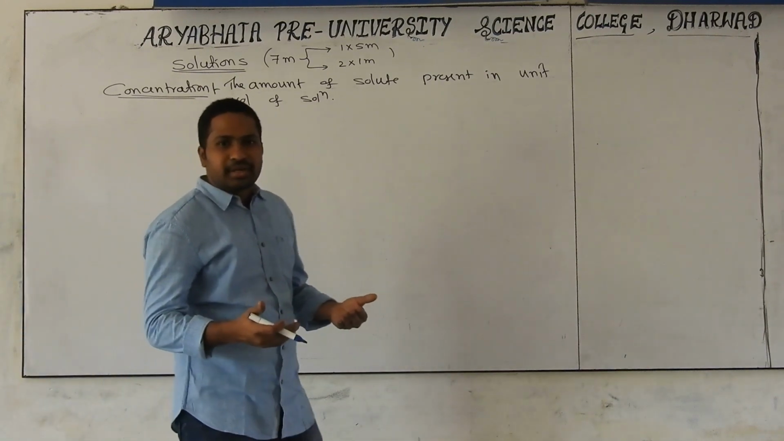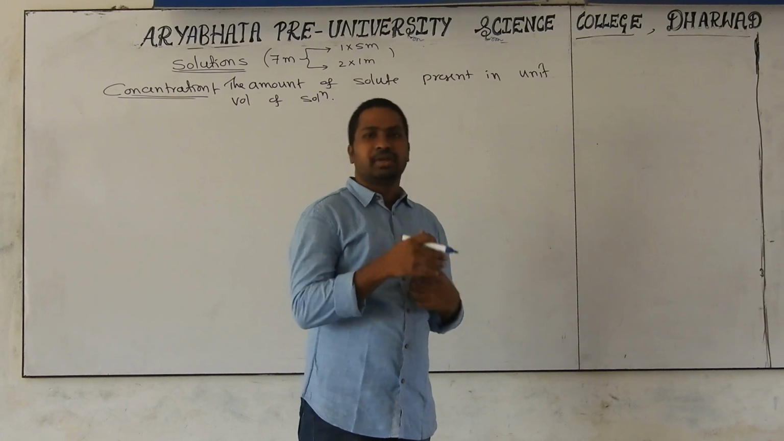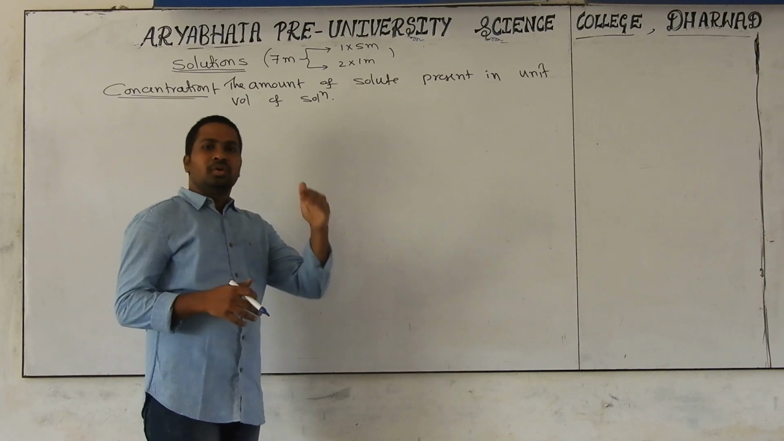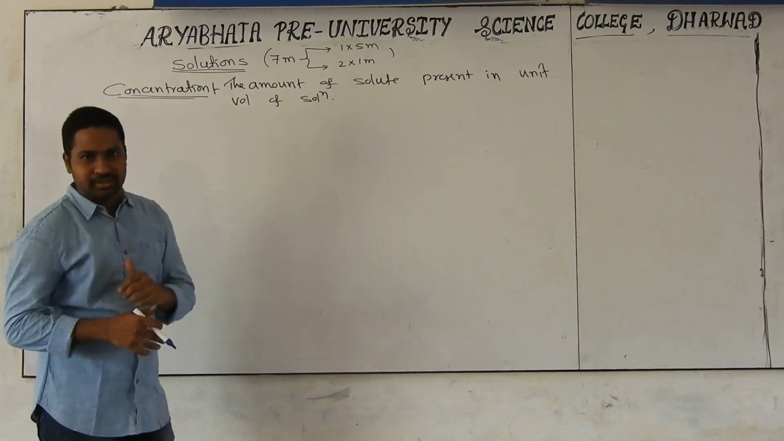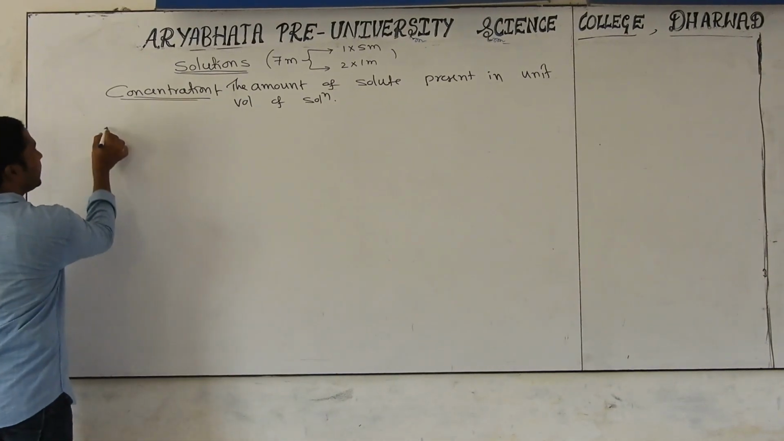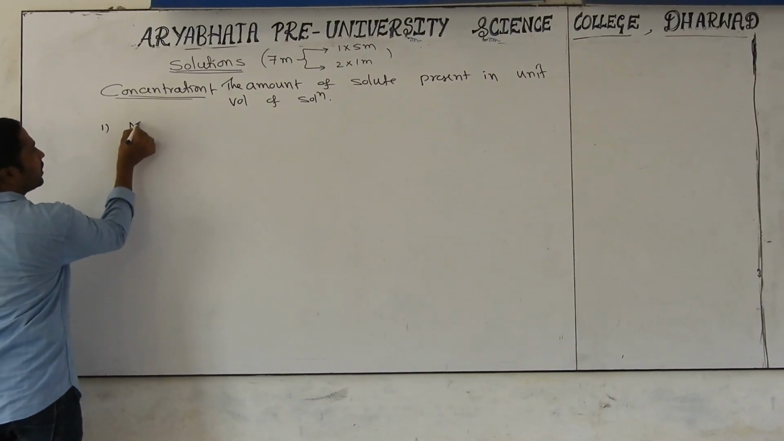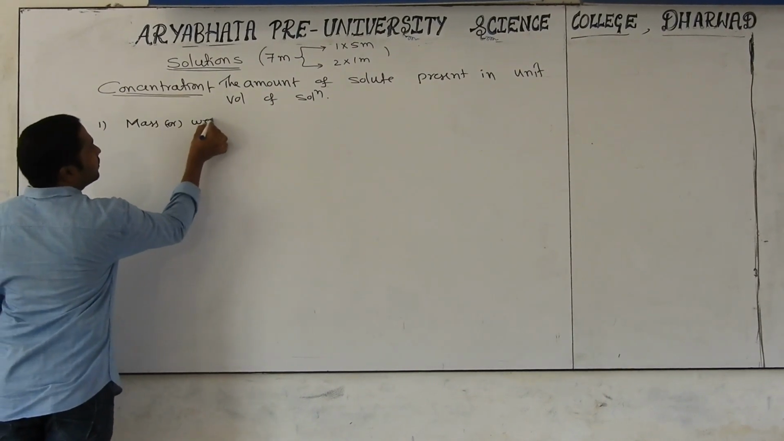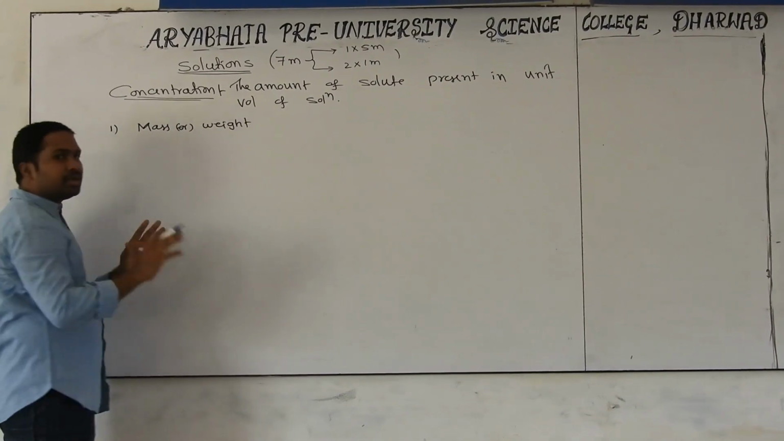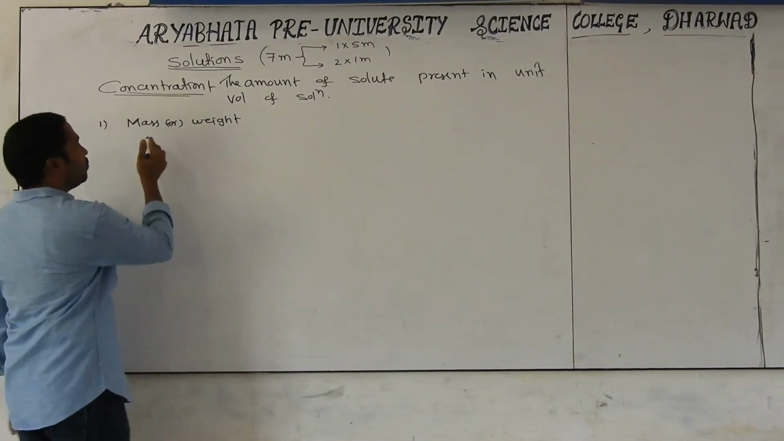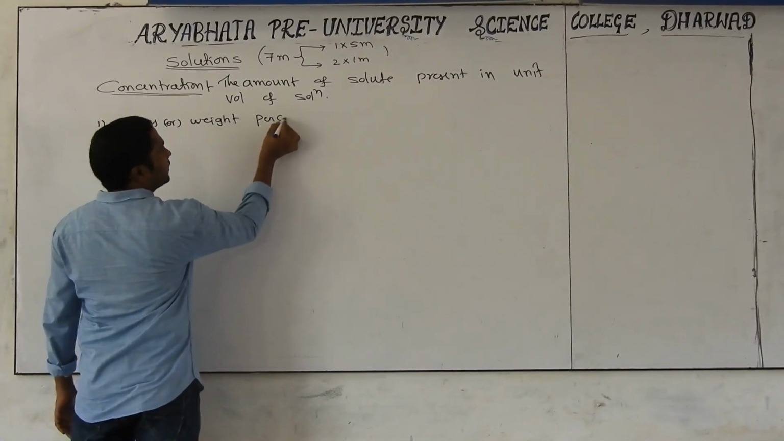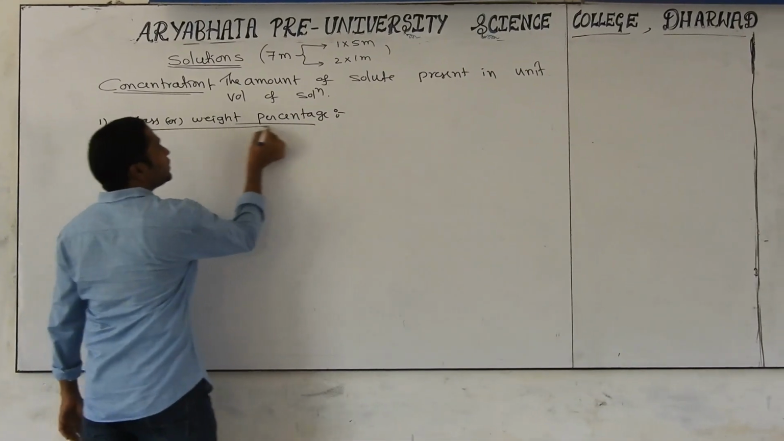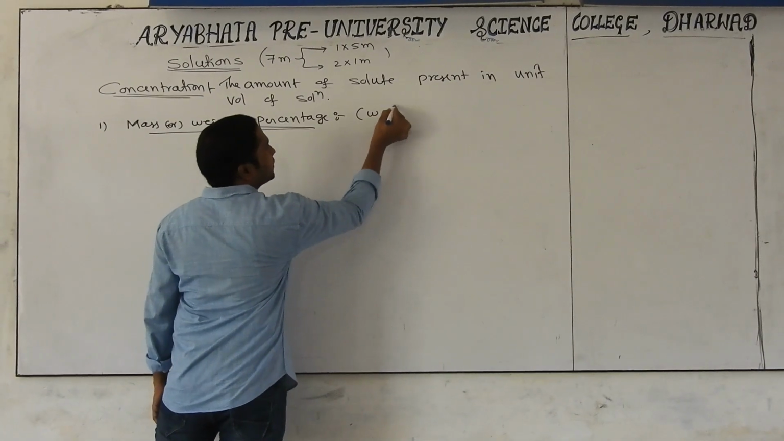To express the concentration, we have nearly 9 to 10 methods. Among them 4 or 5 are very important, but we have to discuss all the concentration methods. Under that, the first one I am explaining is mass or weight percentage. Under chemistry, there is no difference between mass and weight. This mass or weight percentage is denoted by W percentage.